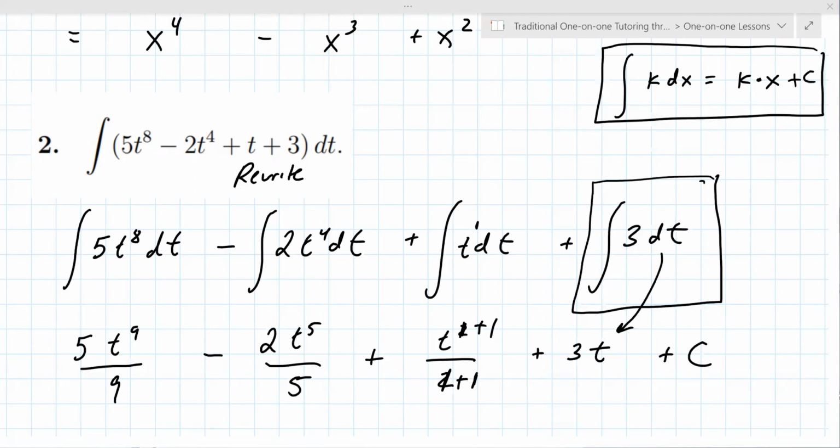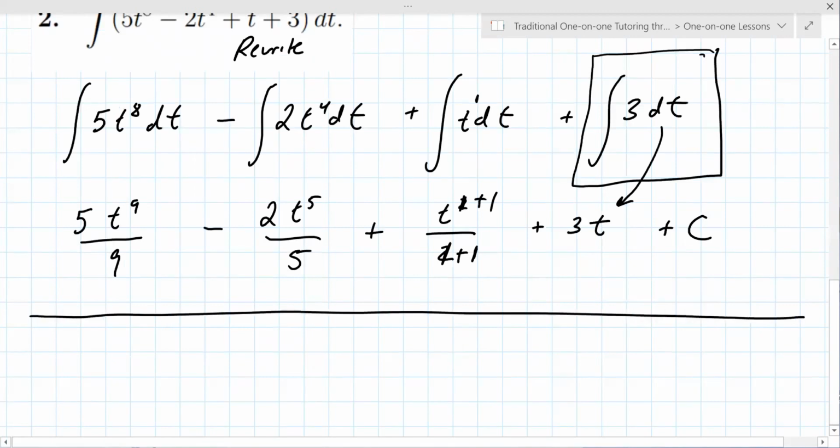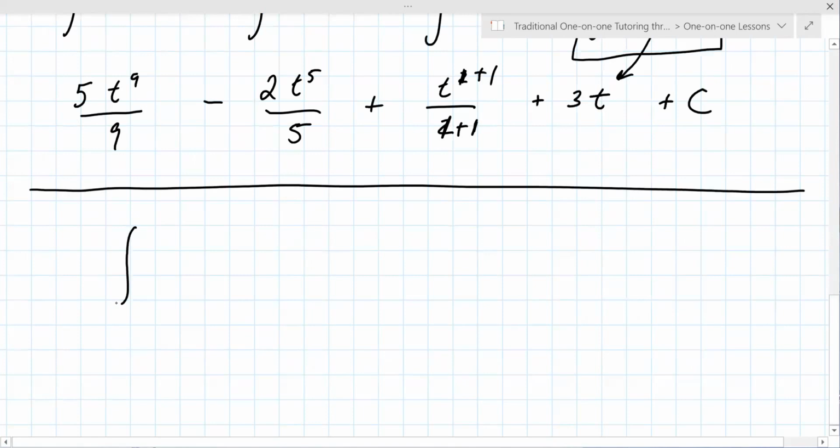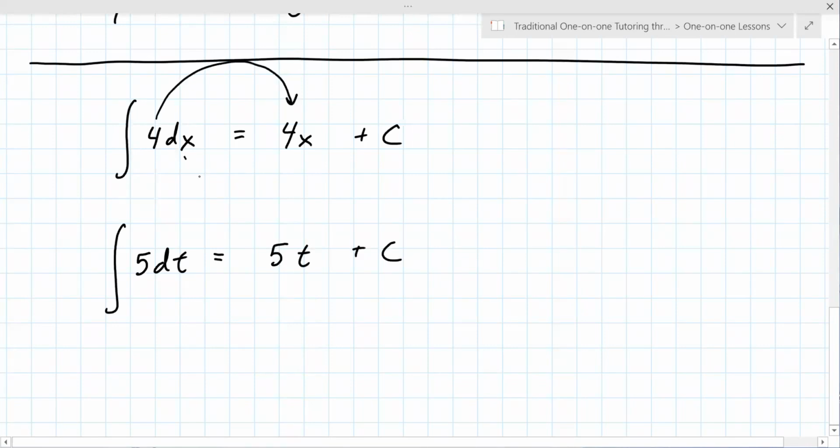Okay. So the next thing here is this. I guess we should really cover this. If I say the integral of 4 dx, this becomes 4x plus c. The integral of 5 dt is 5t plus c. So this 4 goes there, and the dx is what tells you it's an x. The dt tells you it's a t, and so on. So it's the same problem over here on the right.